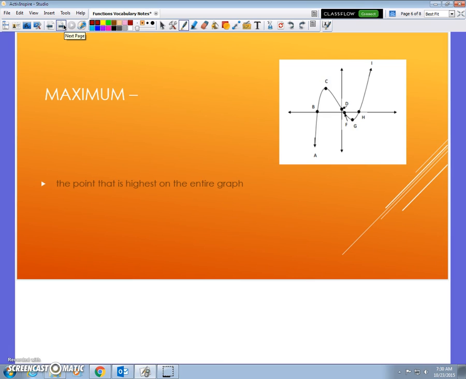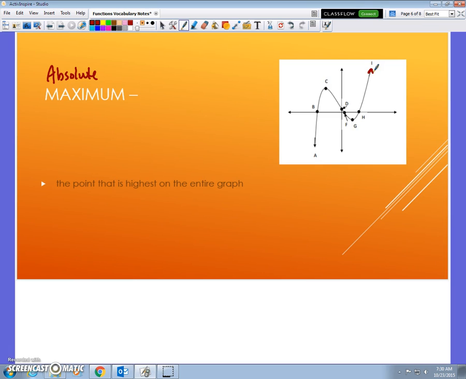And a maximum. We're going to change this to absolute maximum. An absolute maximum is the highest point anywhere on the graph. So in this case, we can't really tell where the highest point is because it goes up forever. So there's no specific absolute maximum.